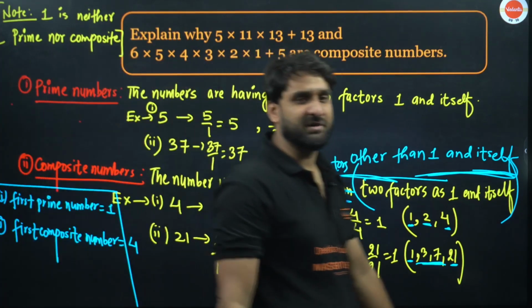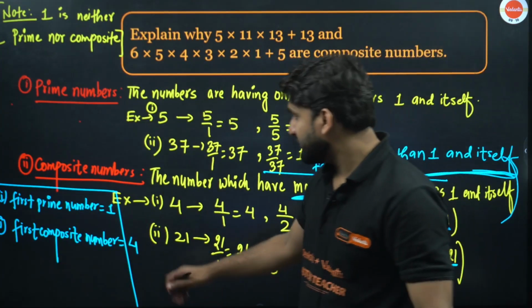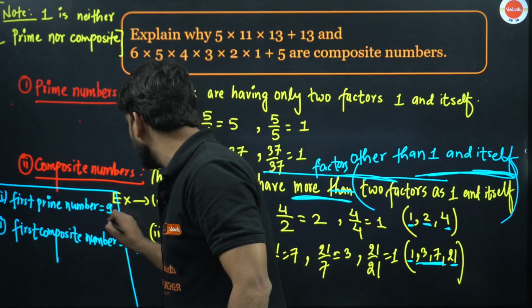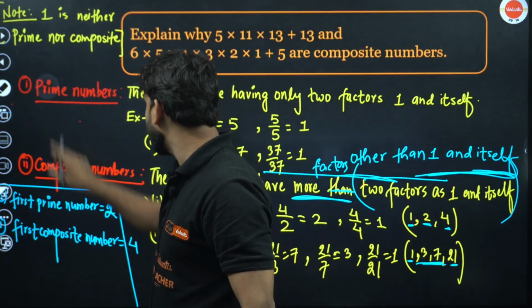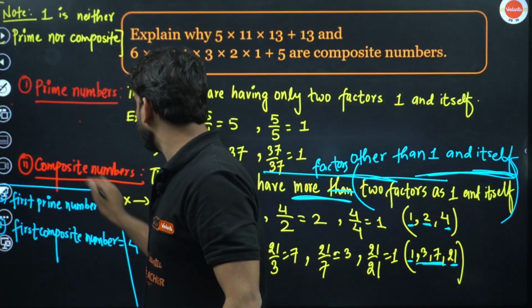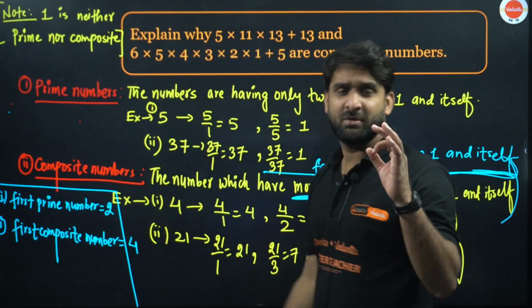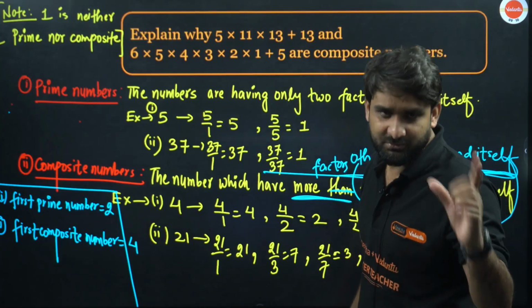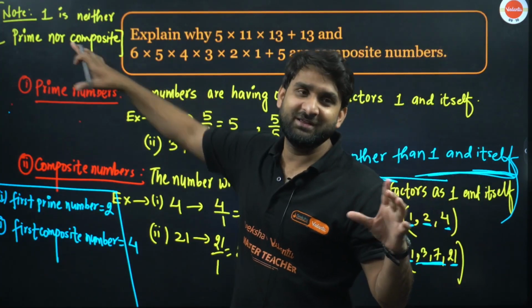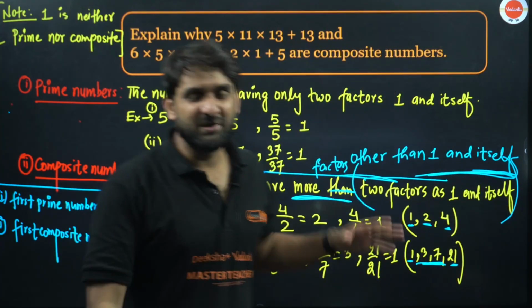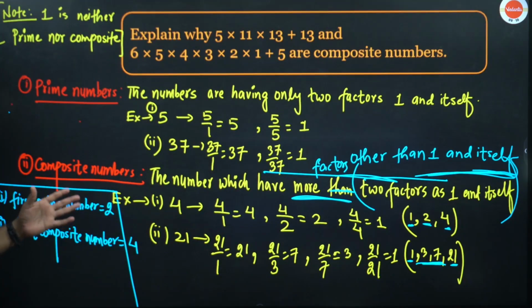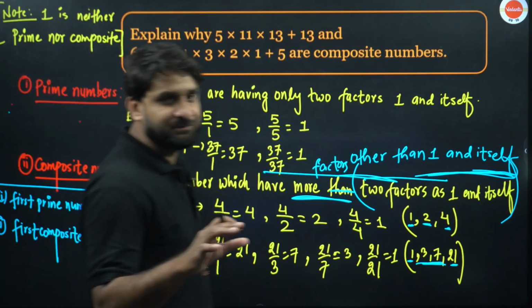First prime number is 2. This is 2, champions, because 1 is neither prime nor composite. So the first prime number is 2 and the first composite number is 4, and 1 is neither prime nor composite. Please take a screenshot, everyone, this is very important. Clear everyone?